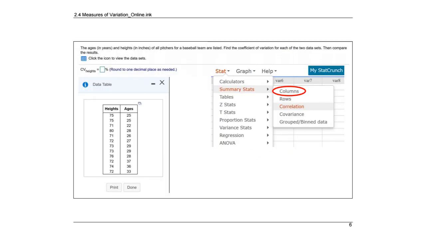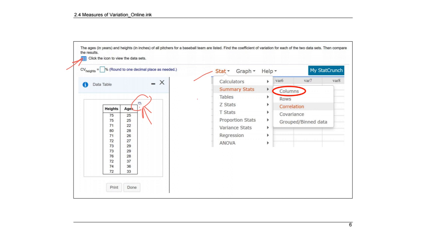All right, so for this problem, it says the ages in years and the heights in inches of all pitchers for a baseball team are listed. Find the coefficient of variation for each of the 2 data sets and then compare the results. So we first have to click on this box right here. That gives us the data box. And that also gives us the box where we can hit StatCrunch and have all the data come in. So we're going to hit this box. That takes us into StatCrunch, and it also brings all the data with it, so we don't have to retype.